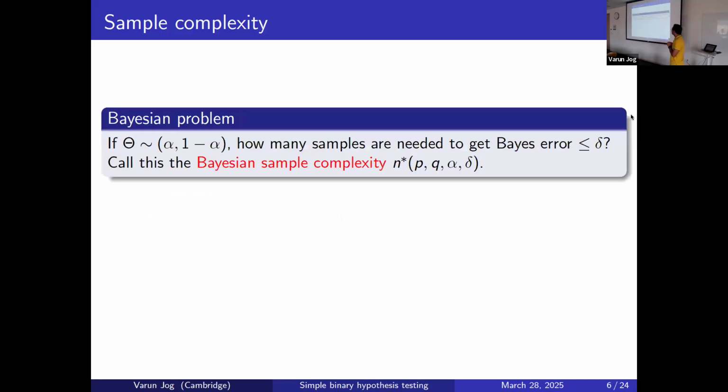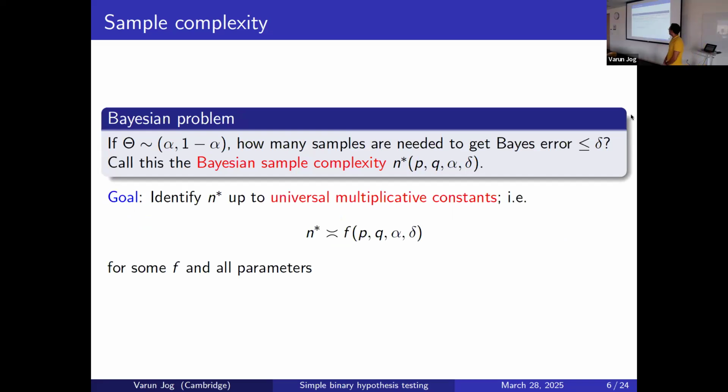So that's the problem. You have theta coming from alpha, 1 minus alpha. You want to get a Bayes error of less than delta, and we call this quantity the Bayesian sample complexity. And it's a quantity that depends on all the things that you have: P, Q, alpha, and delta. All right.